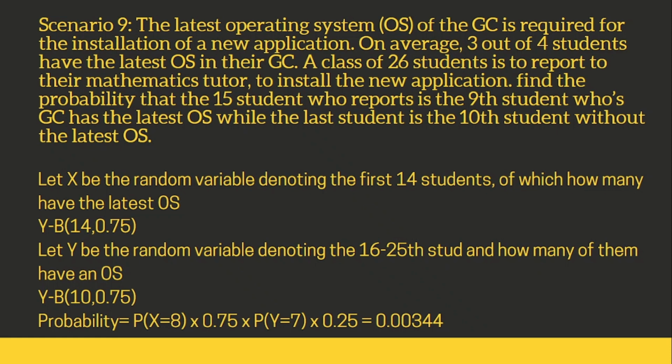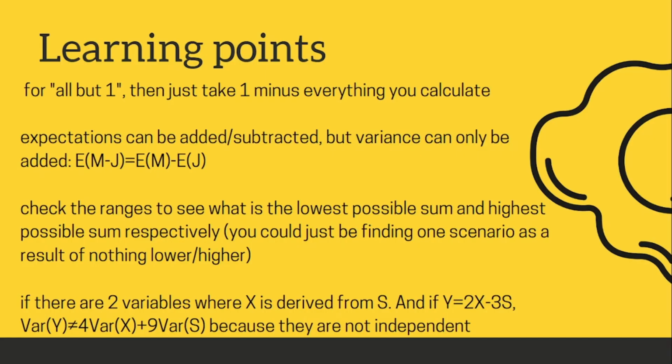Then lastly, 0.25 is for the last student without the OS, which is how we get the 0.25. And the answer should be 0.00344. So that's all I have for the scenarios.